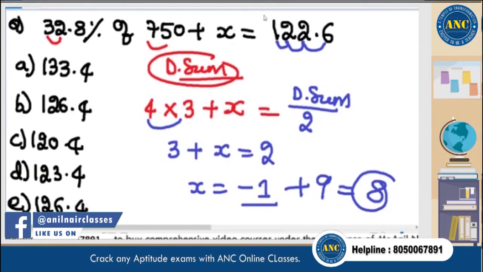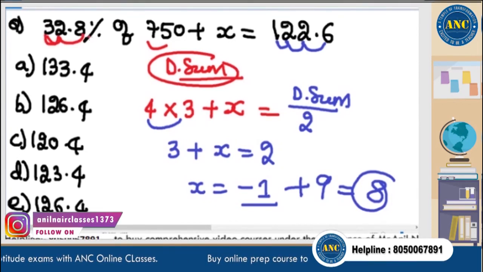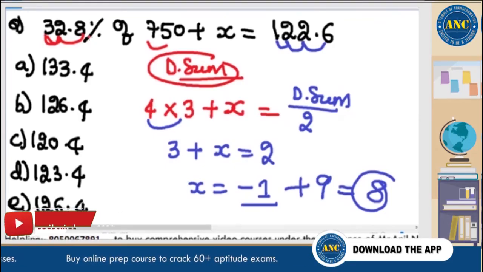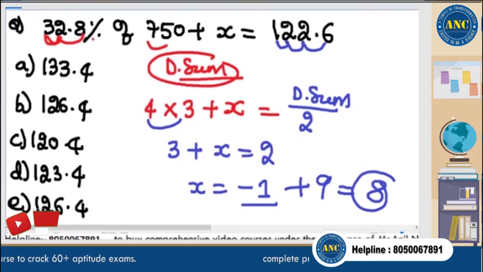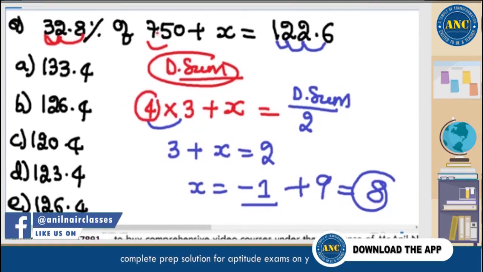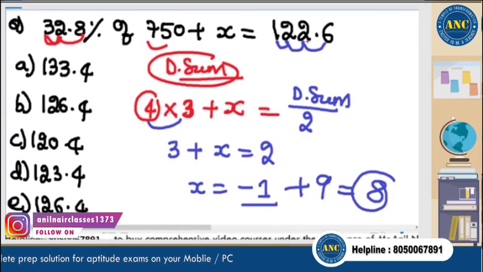32 is 3 plus 2, 5. 5 plus 8, 13. 1 plus 3, 4. Digital sum is 4. I will explain, Raju. Can't you wait? 750 is 7 plus 5, 12. 1 plus 2, 3. Plus x equivalent 2.